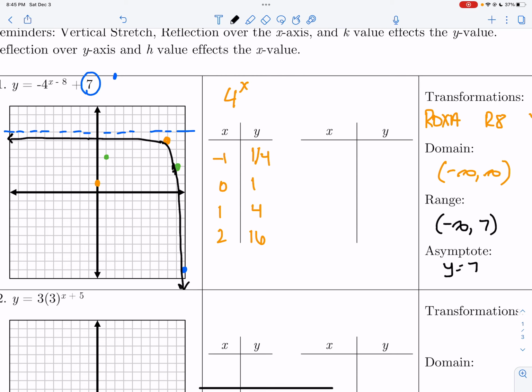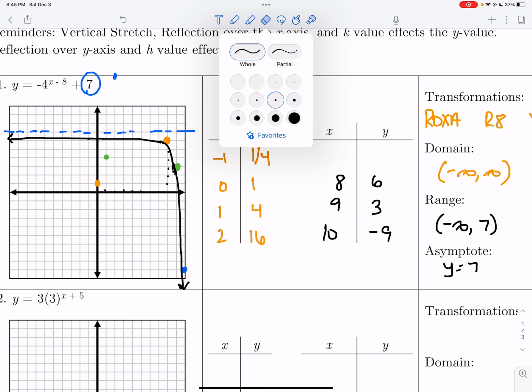Now, on the right side right here, I want you to give me the new points. So these new points are 1, 2, 3, 4, 5, 6, 7, 8. So 8, 6, 9, 3, and then 10, -9. And we're going to figure out, how did we get these points right here using the algebraic way?